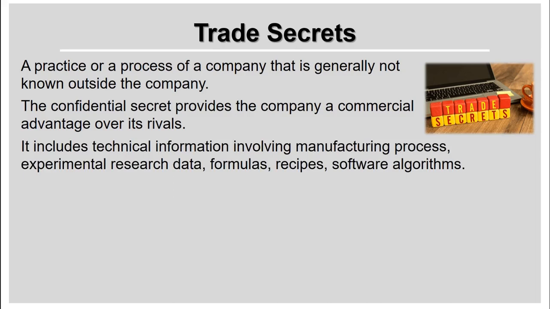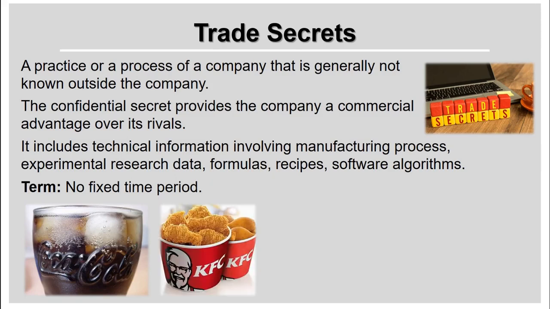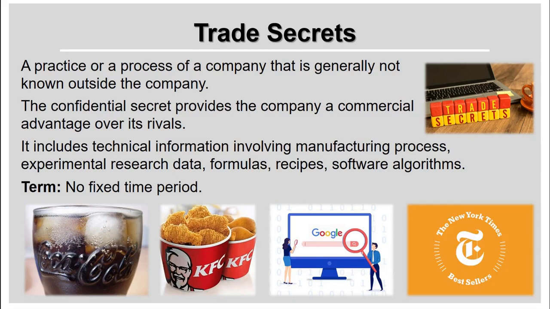Trade secrets include technical information involving manufacturing processes, experimental research data, formulas, recipes, software algorithms, etc. Now there is no fixed time period for protection of trade secrets. Examples of trade secrets are the formula of Coca-Cola, the preparation method of KFC, the Google search algorithm, the procedure of selecting the bestseller list in the New York Times, etc.